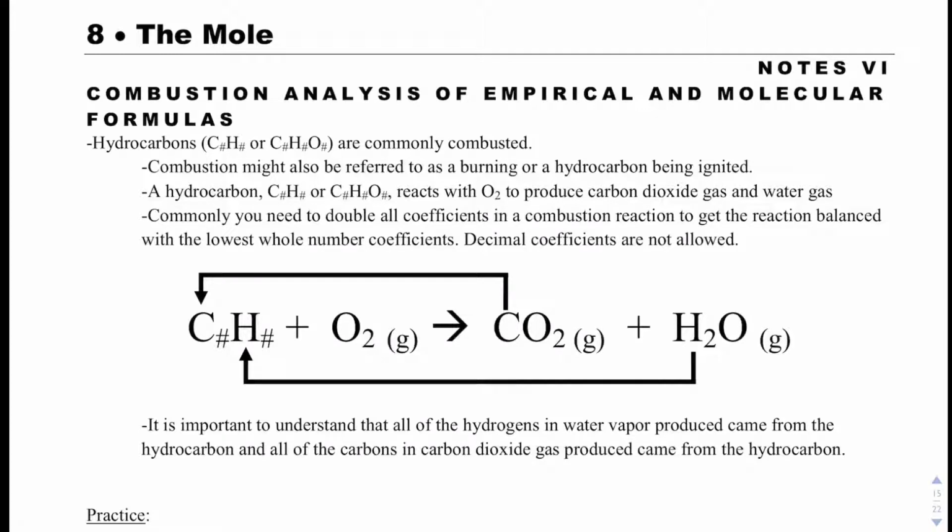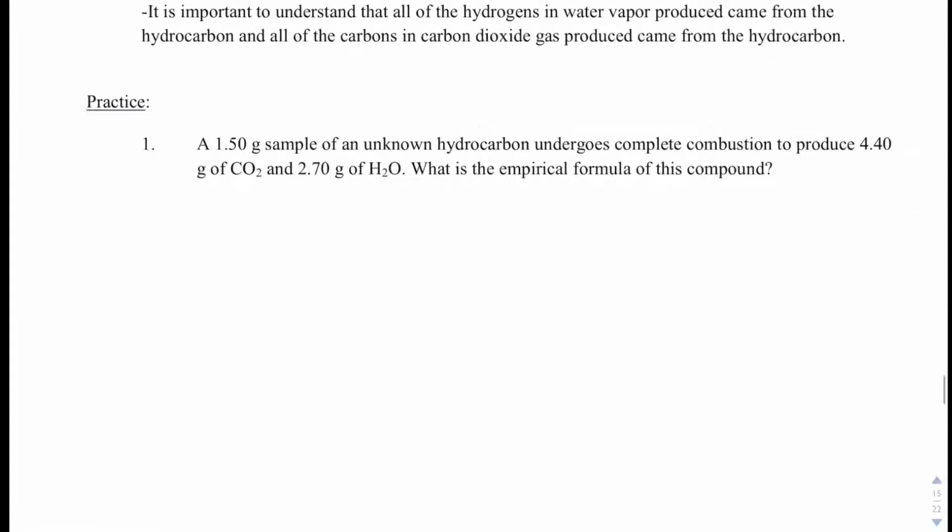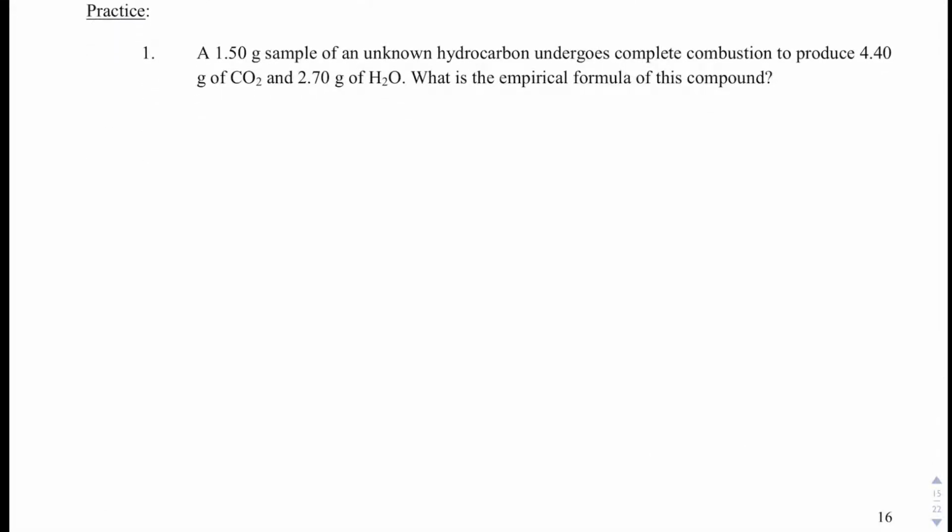But we're going to use this idea that all of this carbon in the hydrocarbon turns into CO2, and all of the hydrogen in the hydrocarbon is converted to water, to help us get some information about this hydrocarbon, specifically its formula. So let's look at this first example. We are given a 1.5 gram sample of hydrocarbon, and it's going to undergo combustion to produce 4.4 grams of CO2 and 2.7 grams of water, and we need to determine the empirical formula.